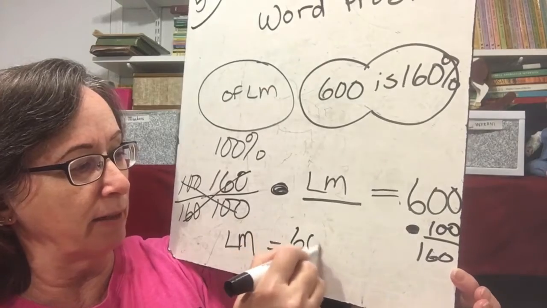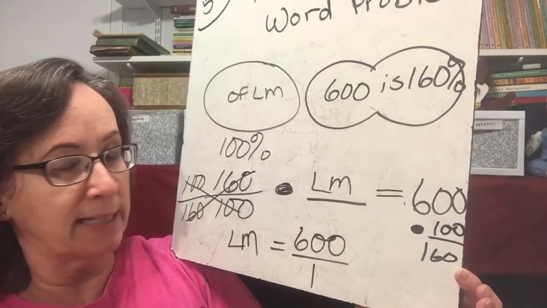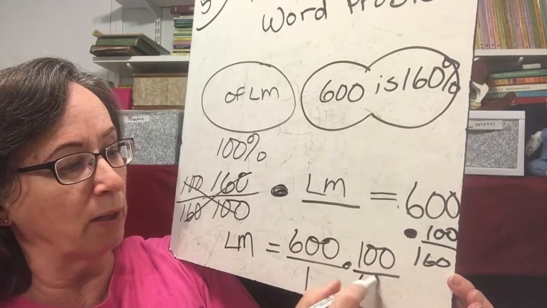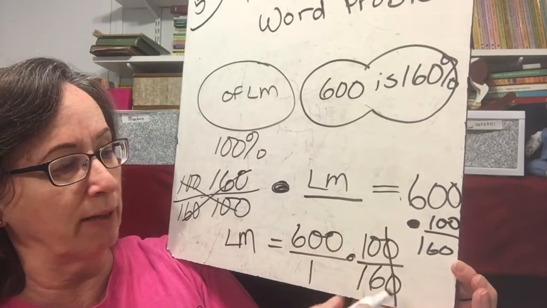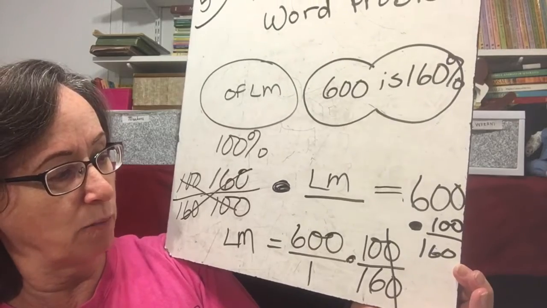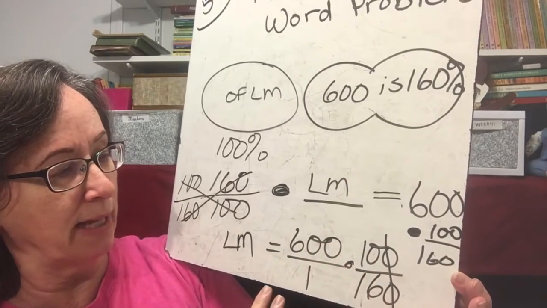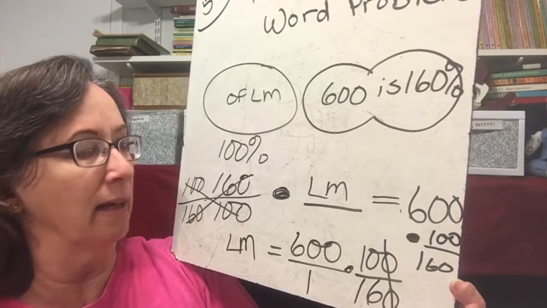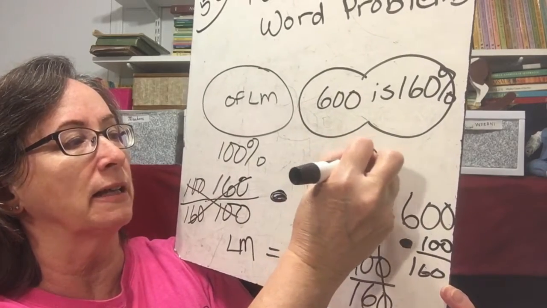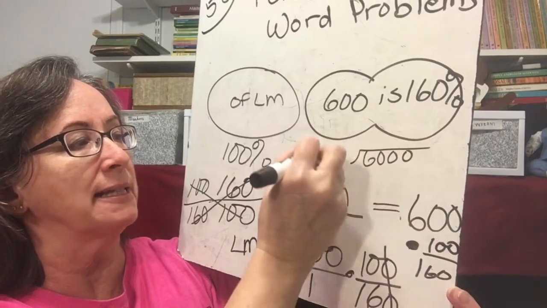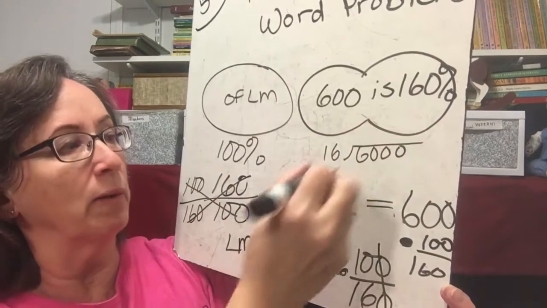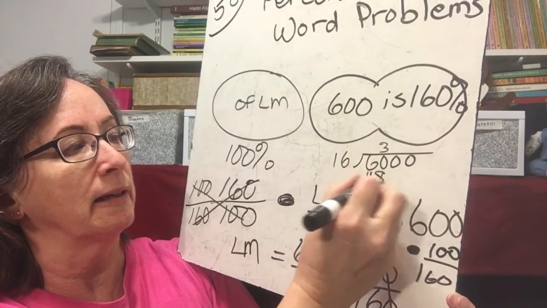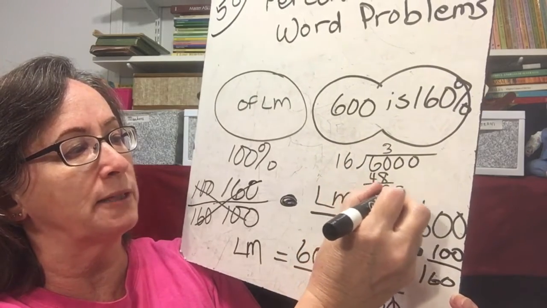We have 600. I'll just put it 600 over 1 times 100 divided by 160. Well, let's go ahead and get rid of a 0. Okay, so when we multiply by another 10, that's going to be 6,000 divided by 16. So what is 6,000 divided by 16? Okay, well, let's say 16 3 times is 48. It's going to be 12, 0.